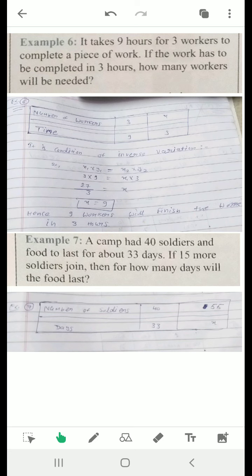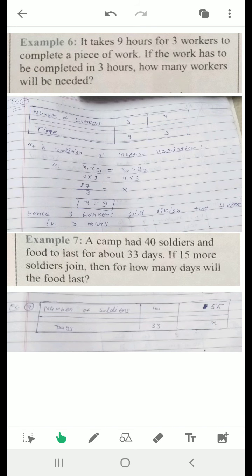Just suppose in your home you have 5 members, and for 5 members your food can last for 30 days. But now your members are increased. Some guests are there, so members are increased. 3 more members joined. So now total members are 8. So the food will last for a lesser number of days. Okay, so a similar question is that 40 soldiers, food lasts for 33 days.